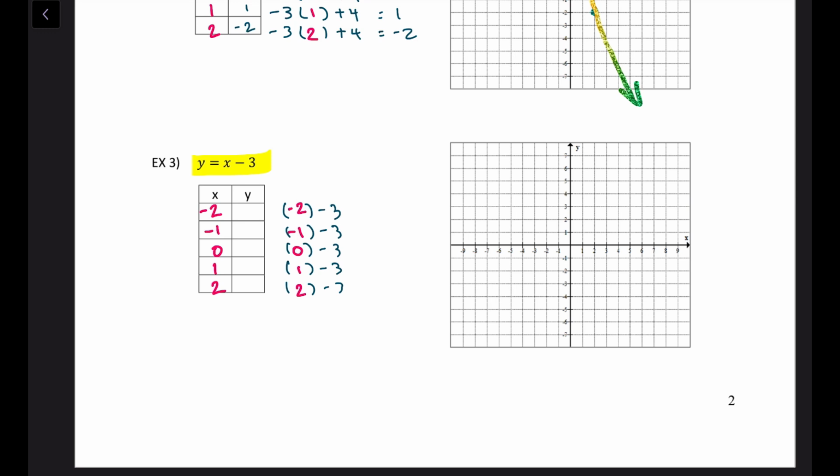So negative 2 minus 3, that's a negative 5. Negative 1 minus 3 is a negative 4. 0 minus 3 is negative 3, 1 minus 3 is negative 2, and 2 minus 3 is negative 1. And we'll go to our graph and go left 2, down 2, left 1, down 4, just down 3, right 1 and down 2, right 2, and down 1.